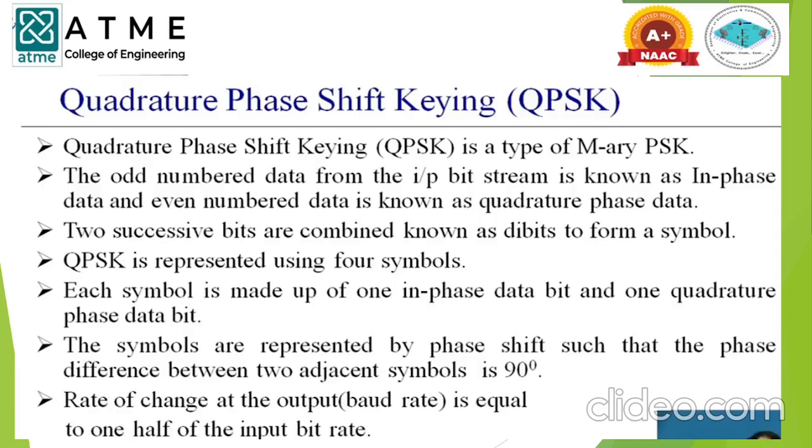QPSK is represented using 4 symbols. Each symbol is made up of one in-phase data bit and one quadrature phase data bit. The symbols are represented by phase shift such that the phase difference between two adjacent symbols is 90 degrees. The output baud rate is equal to 1/2 of the input bit rate.